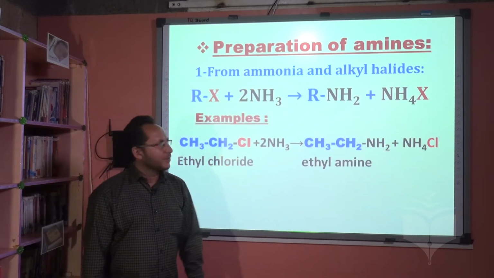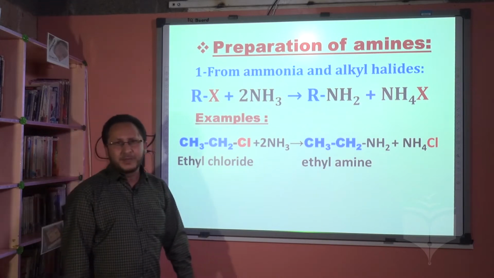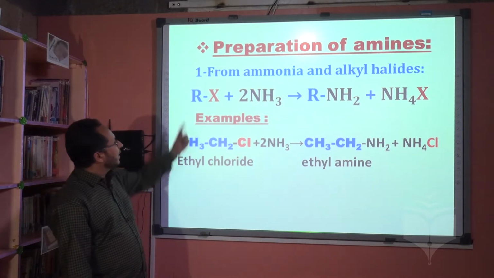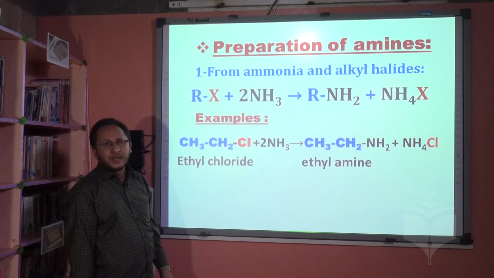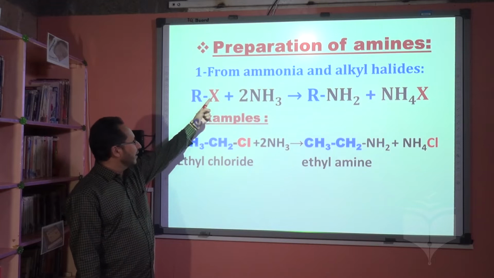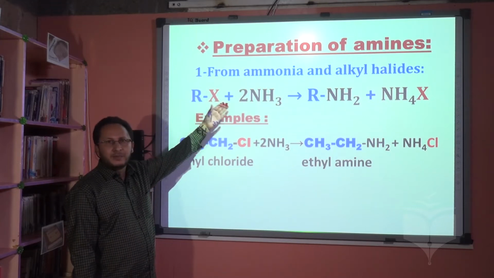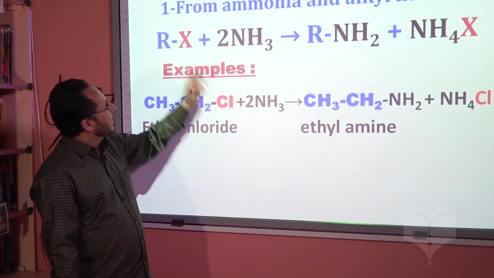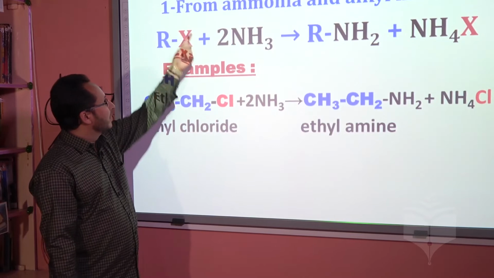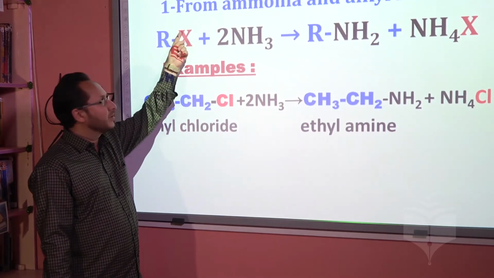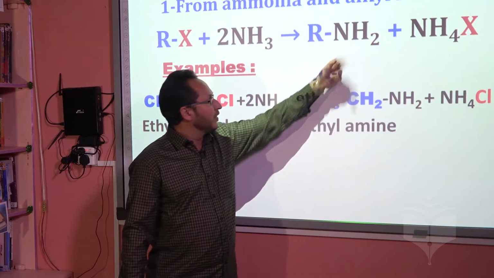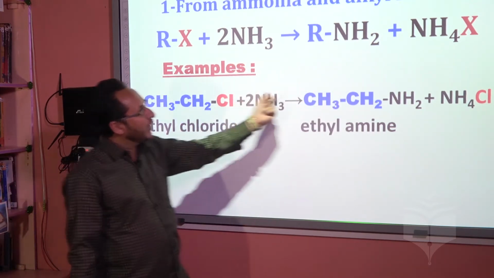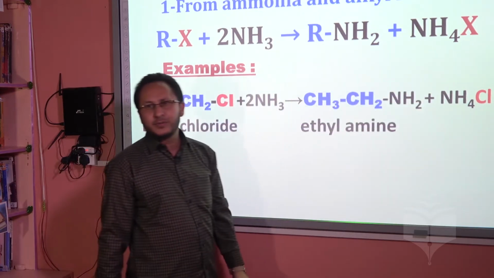First, preparations of amines. Amines can be prepared from ammonia and alkyl halide. This is alkyl halide, RX. Alkyl means any carbon group, and halide means Cl, Br, or I. Here we have the ammonia. Now in this reaction, I have to replace this X, the halogen, by NH2. This NH2 comes from NH3, and we have NH4X as a side product.